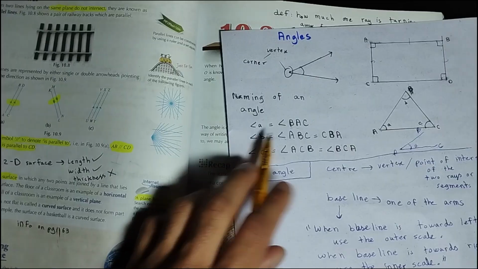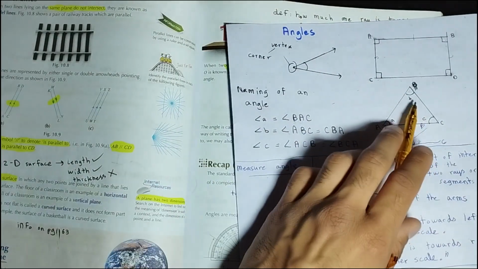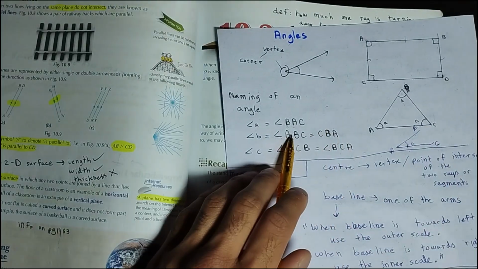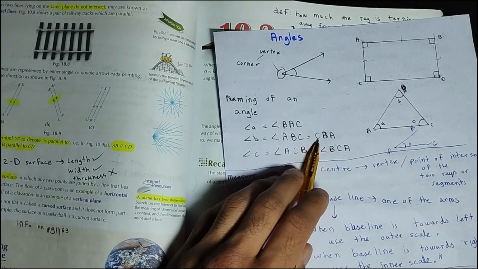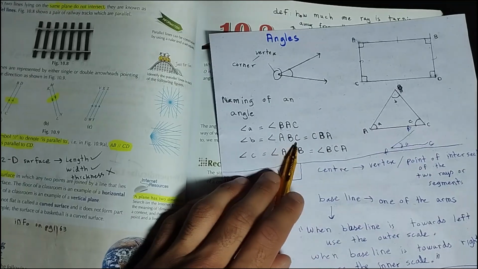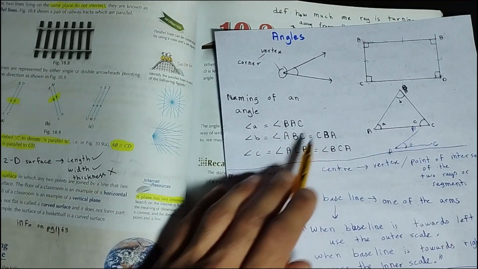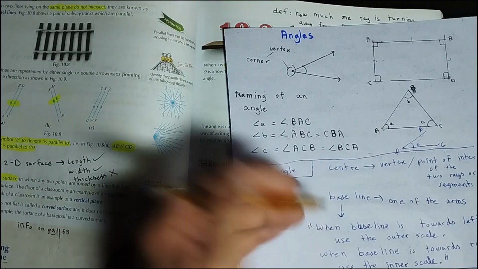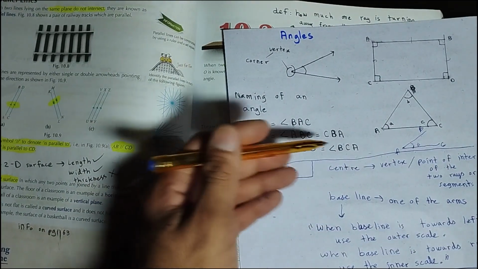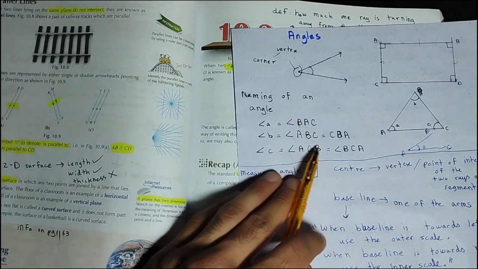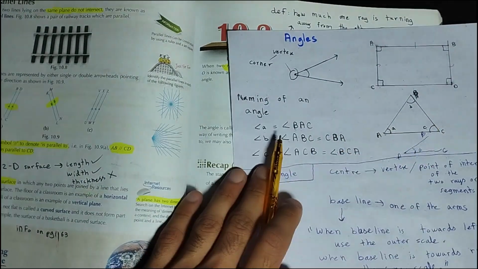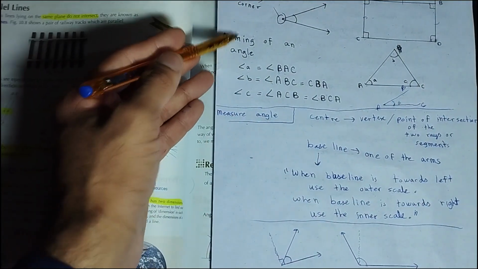Okay, angle B. So B is the vertex, and A and C are the sides. You can also call it ABC or CBA, as long as B is in the middle. Then we have ACB and BCA. Again, I wrote the first form, then I inverted it. It doesn't really matter as long as C is in the middle, to show that C is our vertex. This is the way you name an angle.